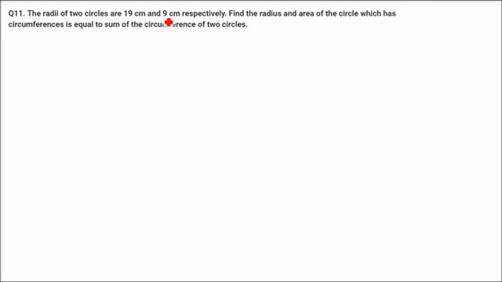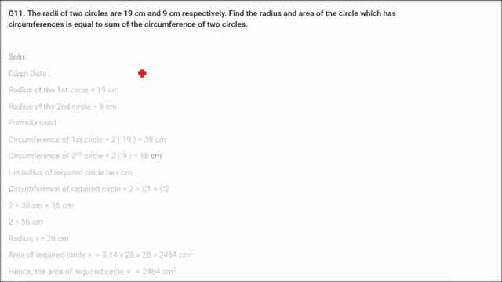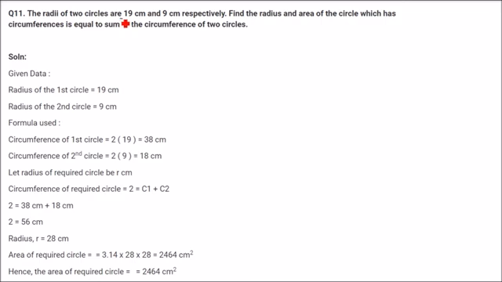The radii of two circles are 19 and 9. Find the radius and area of a circle which has its circumference equal to the sum of the circumferences of the two circles. The circumference of the first is 2 pi r1, where r1 is 19. Then 2 pi r2, where the radius is 9 centimeters. This is the circumference. So the circle having the circumference equal to the sum of these two will be 2 pi r.